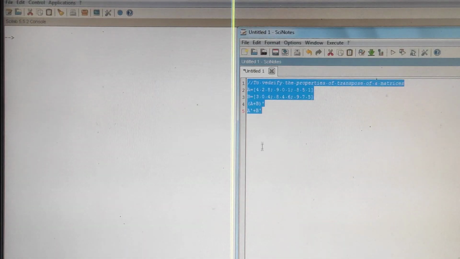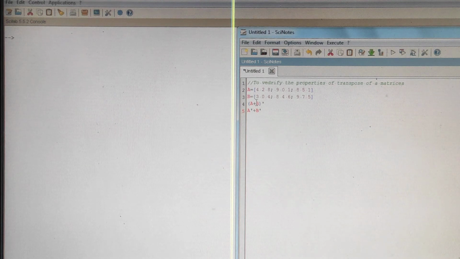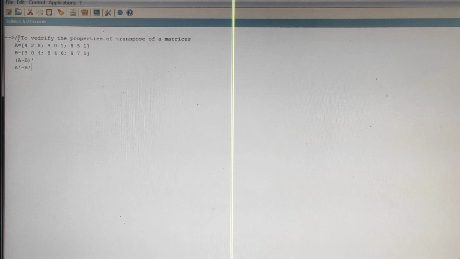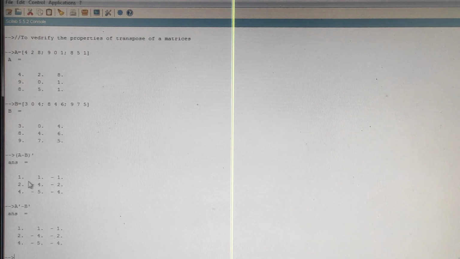So let us see the next property. Our next property is A minus B. In place of plus, I have to take minus. So simply I am modifying this one, I am not writing again and again. Now I am simply copying this one and pasting here. See here, 1, 1, minus 1, 1, 1, minus 1, 2, minus 4, minus 2, here it is also 2, minus 4, minus 2. Then 4, minus 5, minus 4, 4, minus 5, minus 4. The third property is verified.